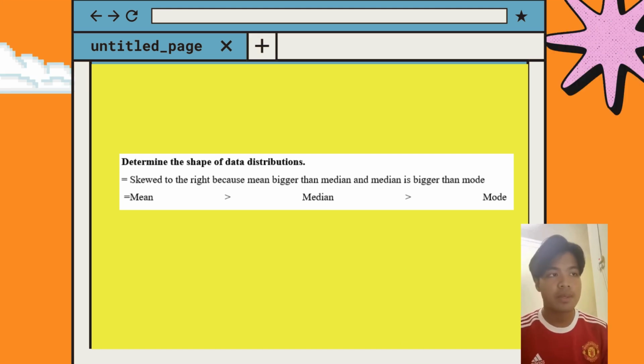Last but not least, we will need to determine the shape of the data distribution. Based on what we have calculated so far, we have found out that it's skewed to the right because the mean is bigger than the median and the median is bigger than the mode. And you can see the graph that I already made on the slide to make it easy to visualize the result.